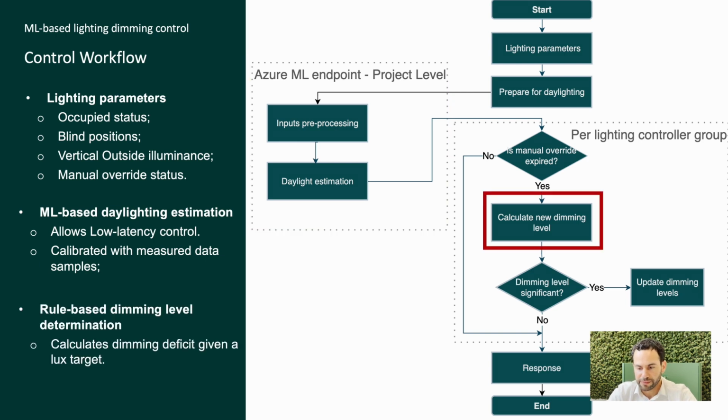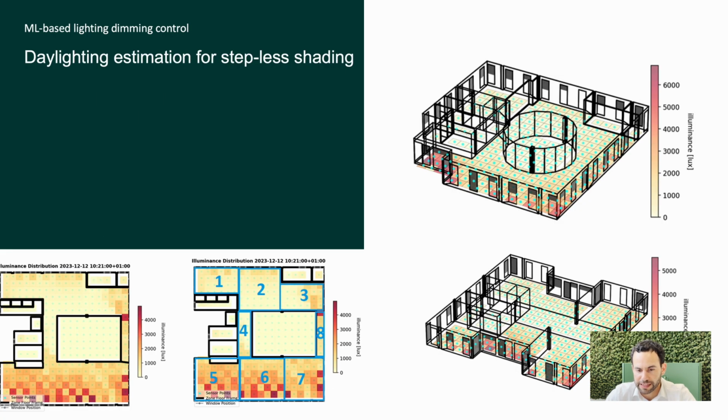And finally, the calculation for the new dimming uses very simple rule-based algorithms that calculate how much dimming you need based on a lux deficit or dimming deficit. We're going to talk about this later. So let's talk a bit more about daylighting estimation. There are multiple ways of estimating daylighting.